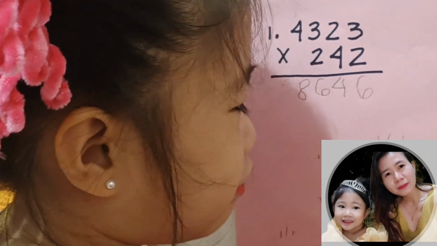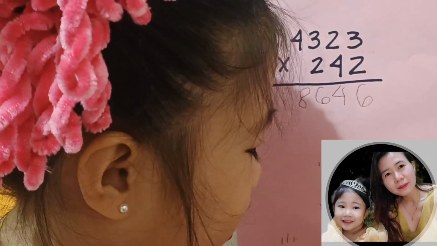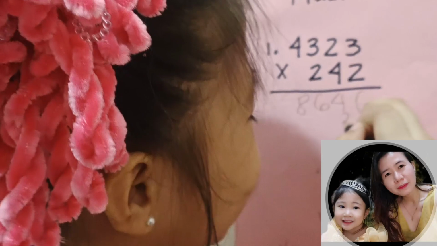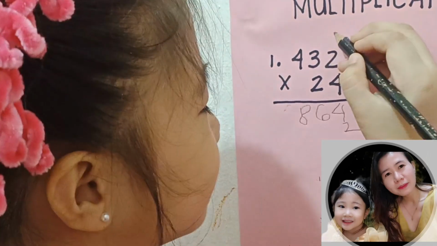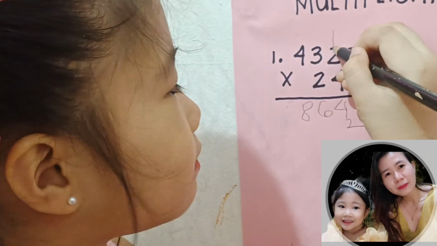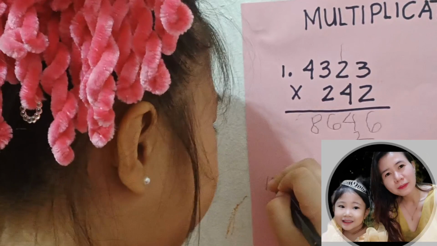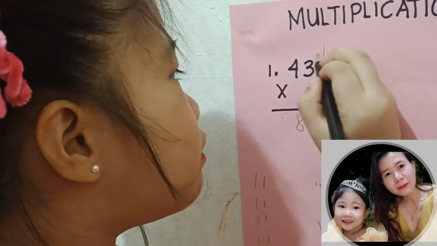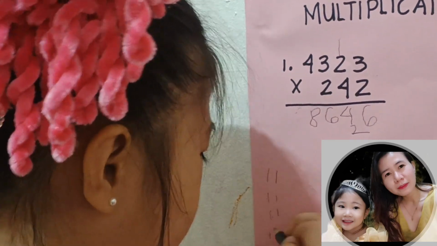3, 1, 2, 3, 1, 2, 3, 1, 2, 3. 1, 2, 3, 4, 5, 6, 7, 8, 9, 10, 11, 12. 12. Is that 7? Okay, we are good. One, two, one, two, three, four, five, six, seven, eight, 9.